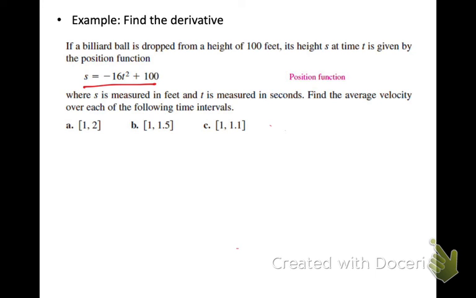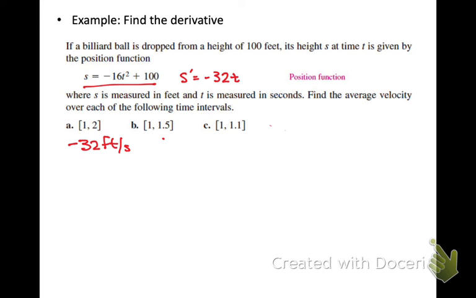So s prime would be negative 32t. Guys, that's gravity. So it'd be negative 32 feet per second. And it's still negative 32 feet per second. Wait, so it doesn't even change with any of those three? Because you're plugging in... what did I do wrong? Oh, find the average.